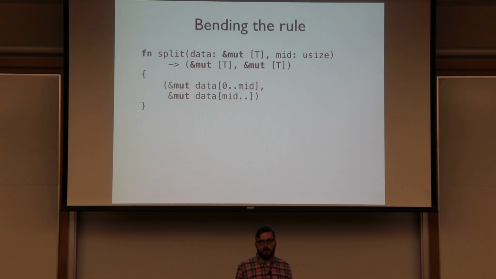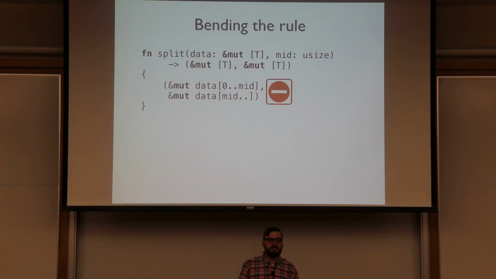And you might hope that you could write something like this, and don't worry too much about the notation, but this would basically be, please take a subslice of the data from 0 to the midpoint, and take another subslice from the midpoint onward, and mutably borrow both of those, right? This is logically what's happening. But the compiler actually won't accept this.